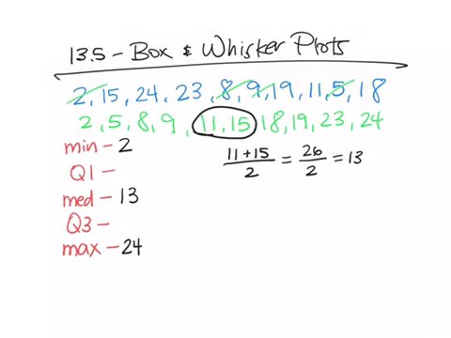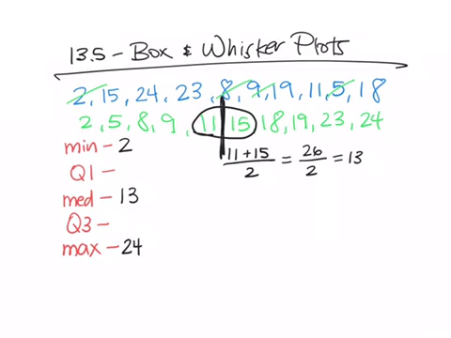Now, that value technically falls here. I did not use up either 11 or 15 to be my median. I split the middle of them. So I've now split my data into a lower half that includes 2, 5, 8, 9, and 11, and an upper half that includes 15, 18, 19, 23, and 24.